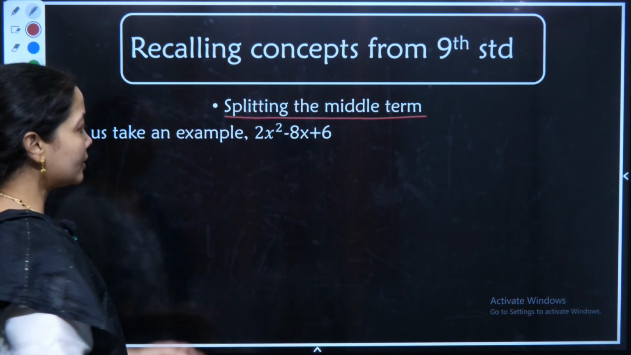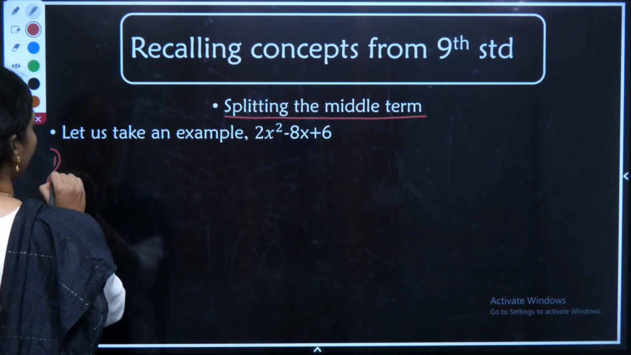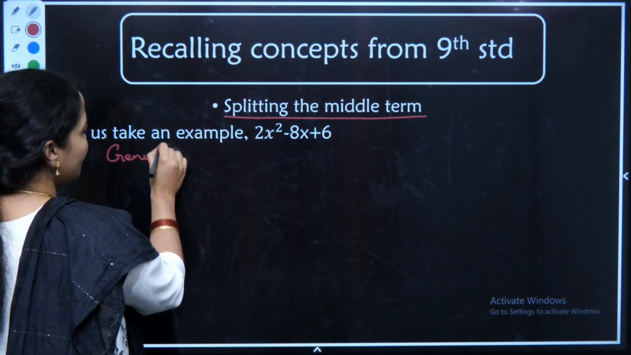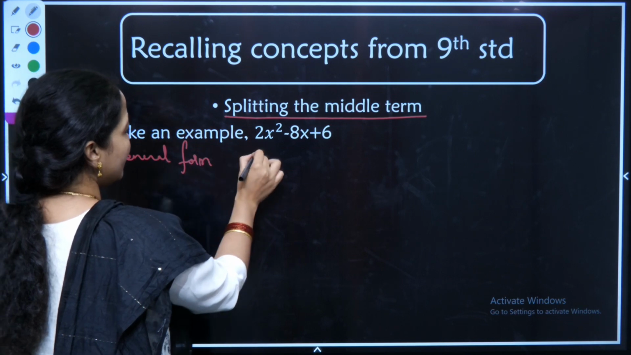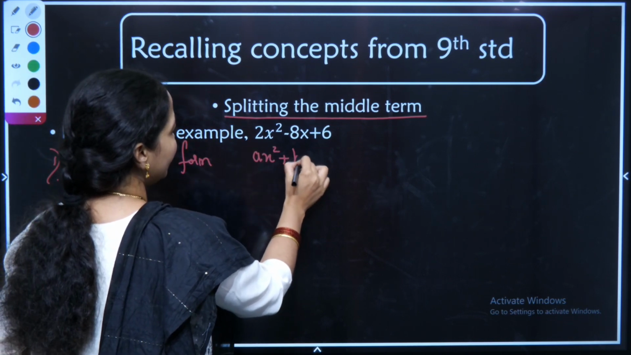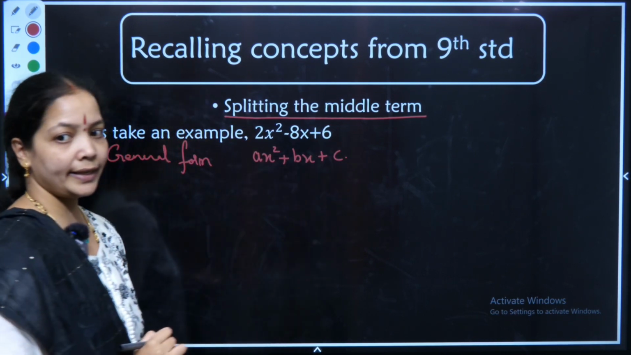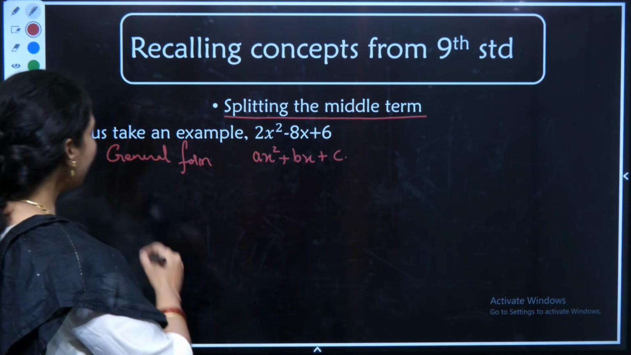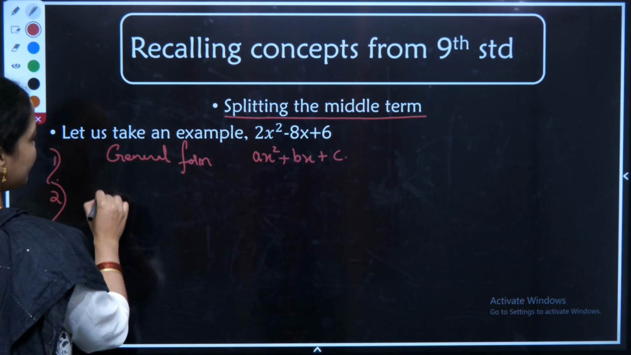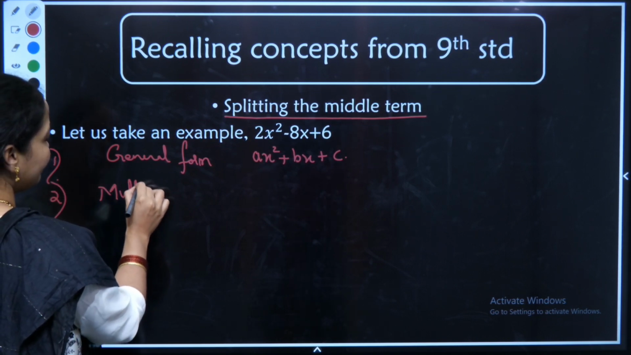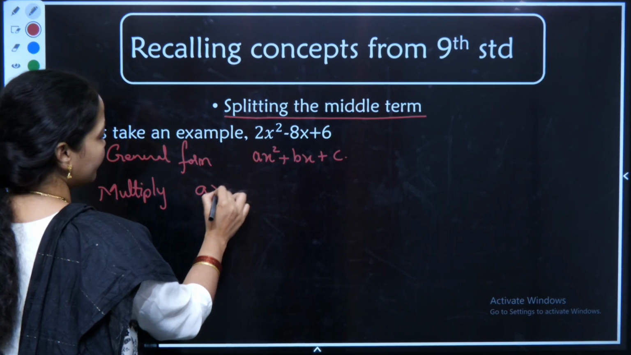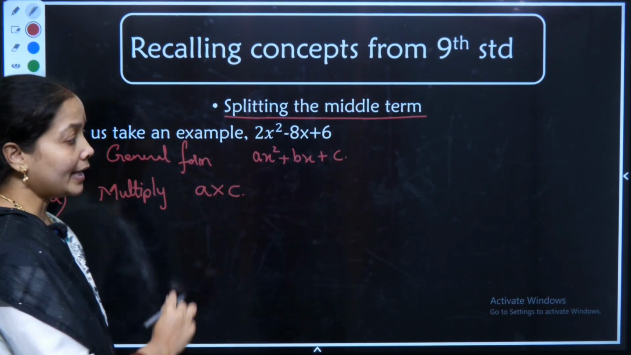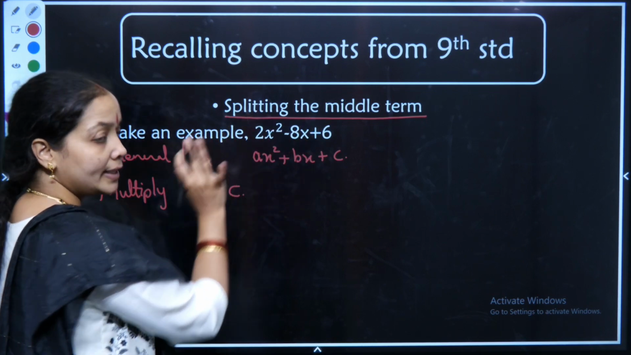In splitting the middle term, we have 3 different steps. First step, I will write the general form of the equation. The general form of a quadratic polynomial is ax square plus bx plus c. Ax square plus bx plus c is the general form of the quadratic equation. When I have to split this, I will first multiply a and c. A is the coefficient of x square and c is a constant. I will multiply a and c from the original equation.